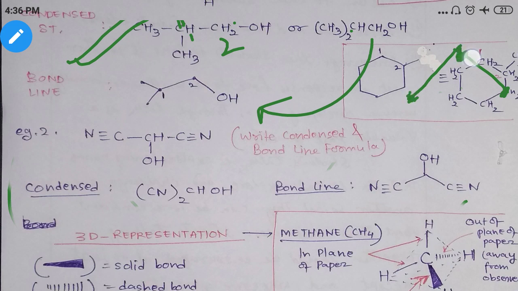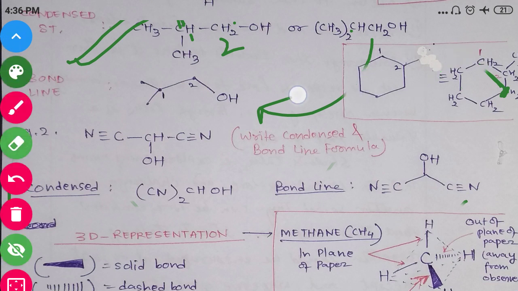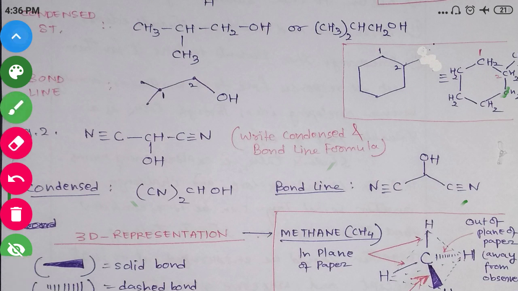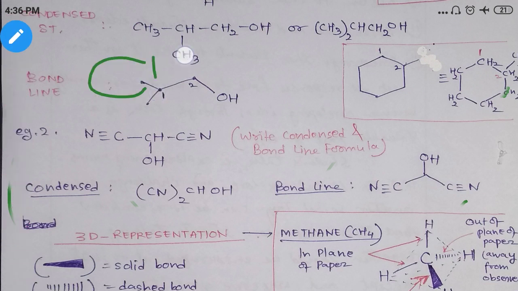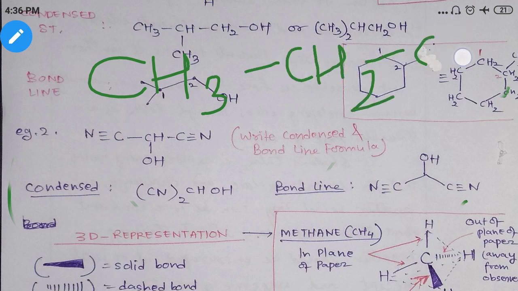If you have written something like this, suppose I take from short, directly I will not take this compound, otherwise you will get confused. Say one compound is given: CH3 CH2 OH.